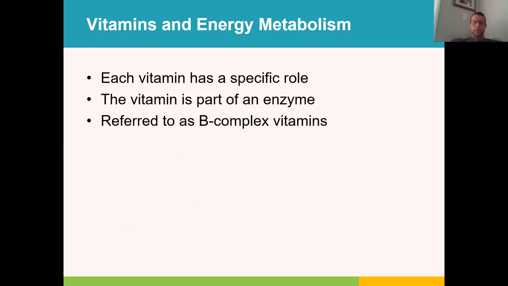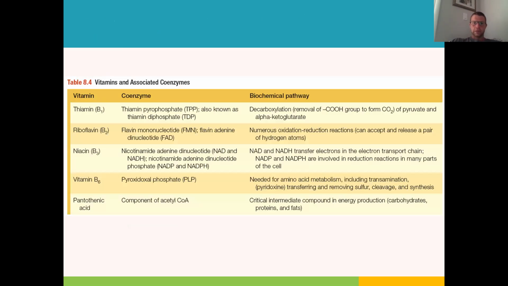Energy metabolism. Each vitamin has specific roles. The vitamin is part of an enzyme, and it's referred to as the B complex vitamins, right? So again, these are the B complex vitamins. We've got thiamine, riboflavin, niacin, B6, and pantothenic acid. The coenzyme that comes from thiamine is TPP, thiamine pyrophosphate, also known as thiamine diphosphate.